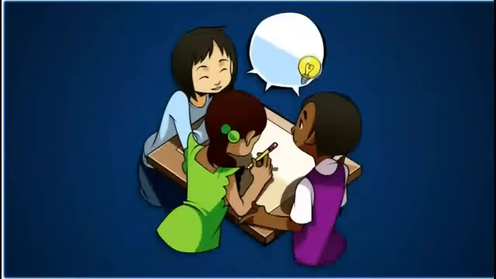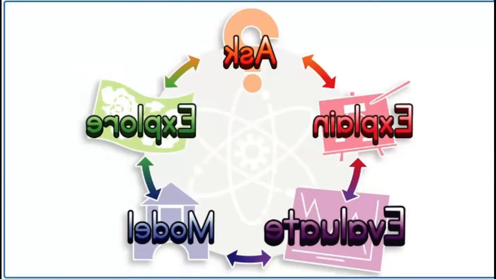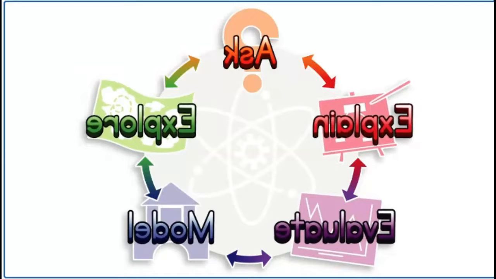The process is used to develop many possible solutions to a problem and then narrow down the ideas until you find the best possible solution. When engineers follow this process, they work through steps that require them to ask, explore, model, evaluate, and explain their design. Let's explore how the design process works.